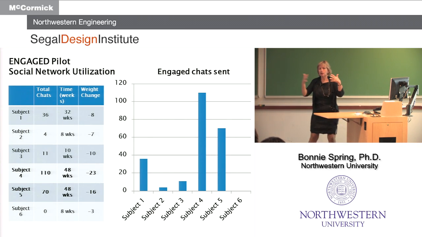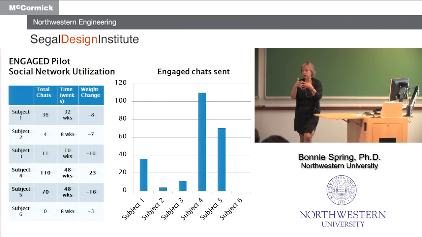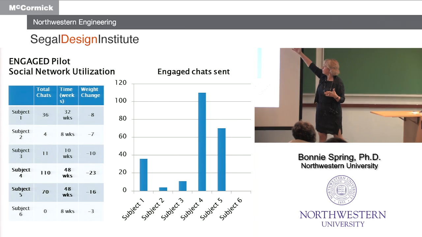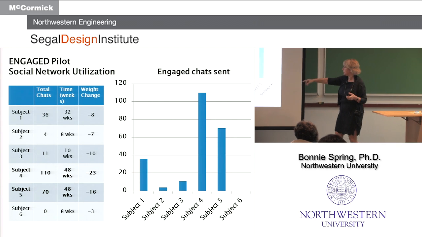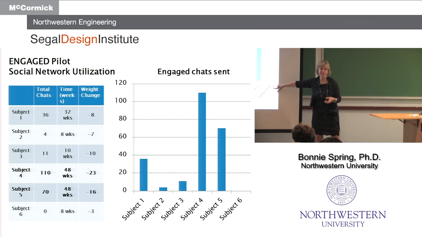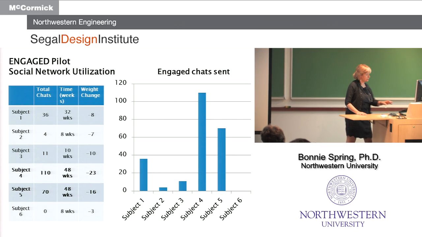Here's their chats, how much they're relating to their support group. Very high for 4 and 5. They really bonded with this community. 6 sent no chats, didn't connect at all.